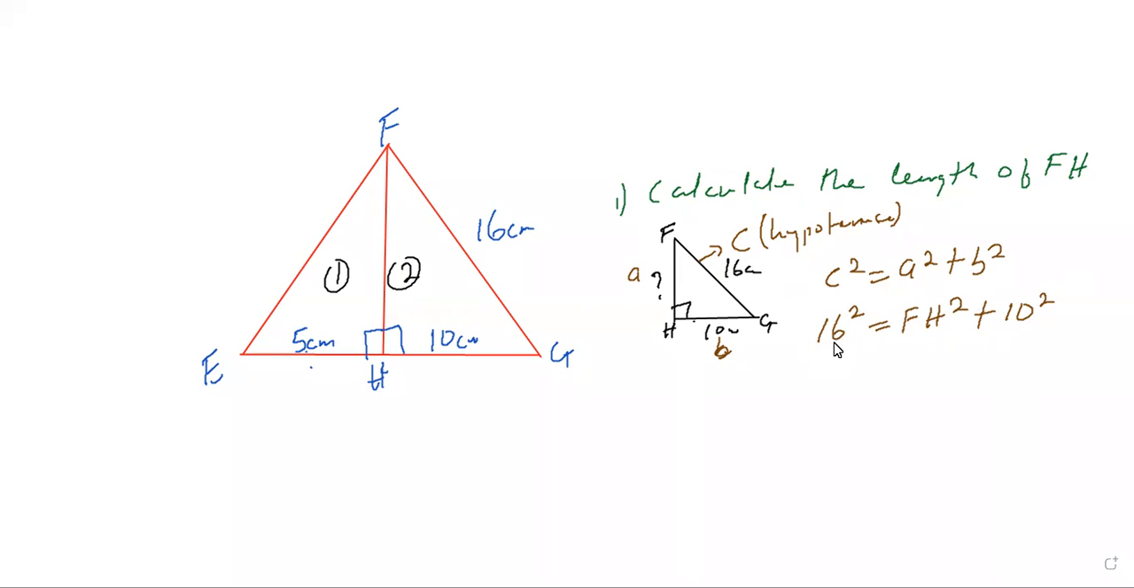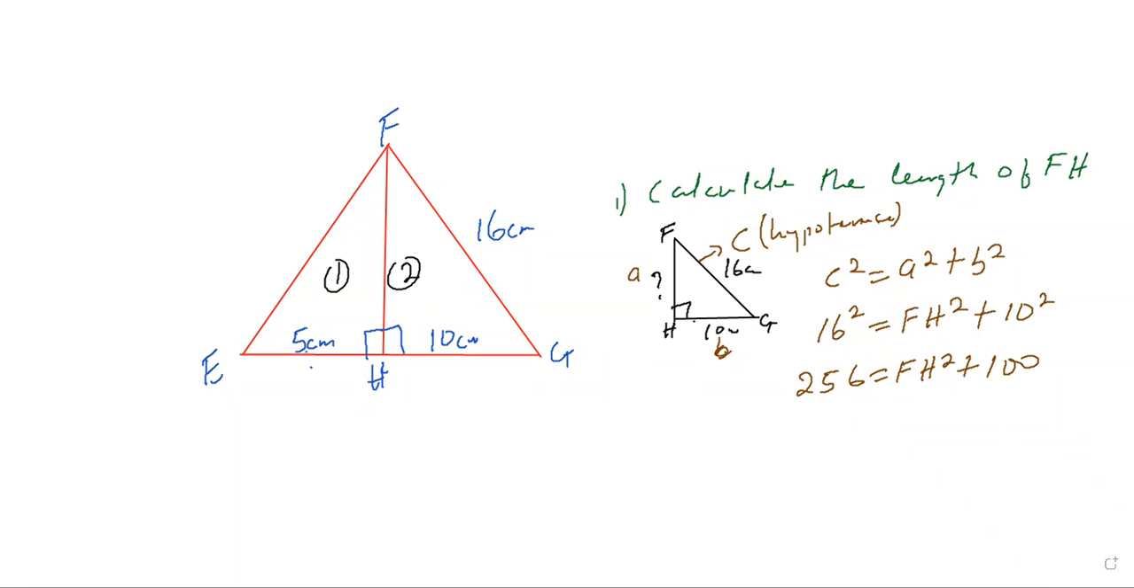So it's 156. Come again. 256. 256, yes, is equal to FA squared plus 100, right? Now, what will I do next? How do I find FH? What will I do? Make it the subject.